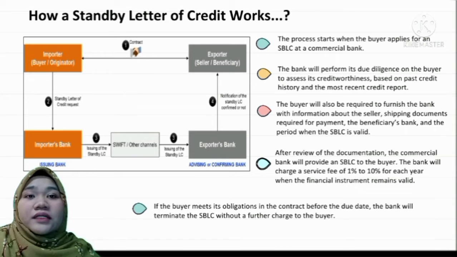If the buyer's creditworthiness is in question, the bank may require the buyer to provide an asset or the fund on deposit as a collateral before approval. The level of collateral will depend on the risk involved, the strength of the business, and the amount secured by the SBLC.